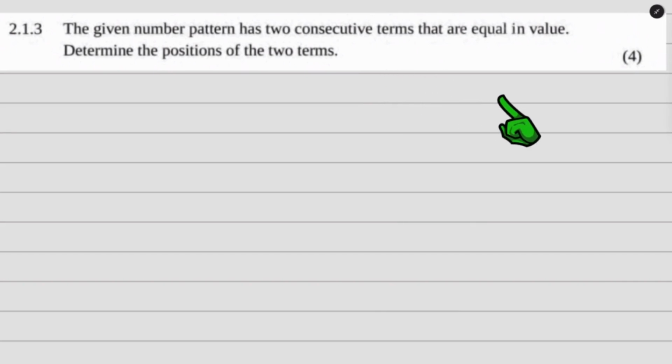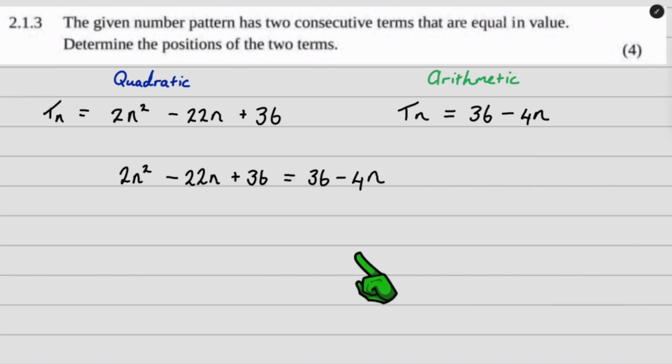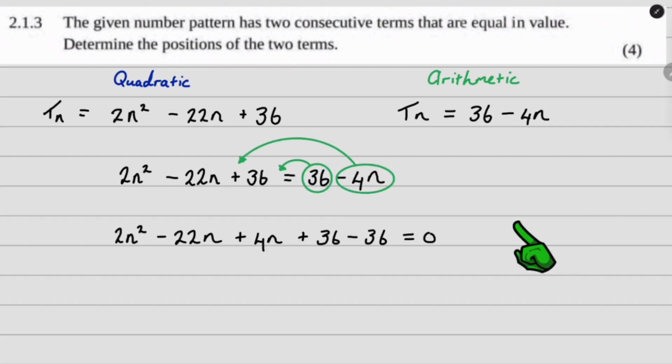So I've got to grab the rules or the formulas for the patterns that we got from the previous 2 questions. And once I grab the formula, I'm going to make this one equal that one and then solve for n. Once I make them equal, I can see an n squared here. So that means this is a quadratic equation, which means I want to take these 2 things over and make it equal to 0. Just remember they become the opposite sign when you take them over. This one changes to plus 4n and this one changes to minus 36.